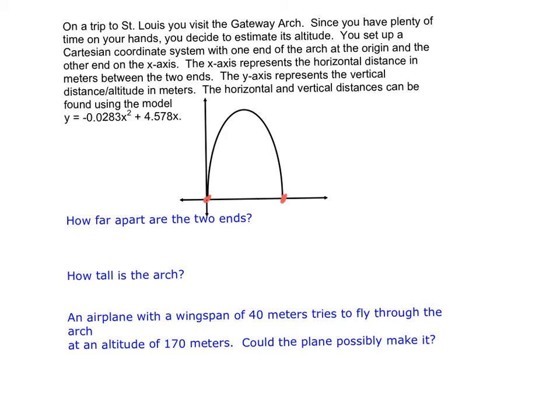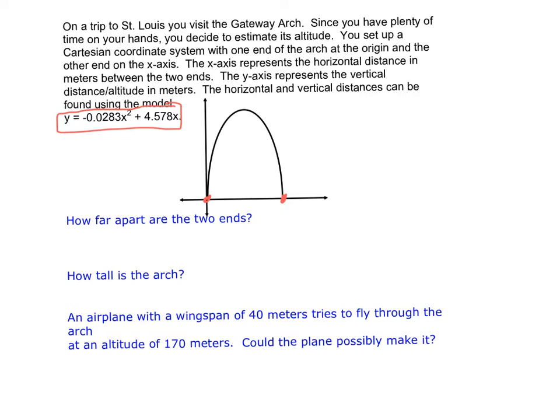The x-axis represents the horizontal distance. The y represents the vertical distance. The horizontal and vertical distances can be found using this model. So we have these crazy decimals. So how far apart are the two ends? So what are we doing there?